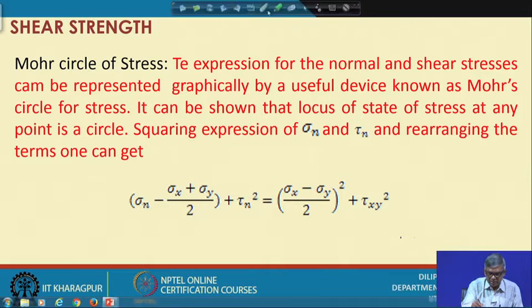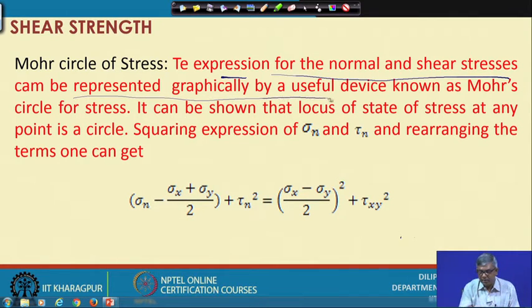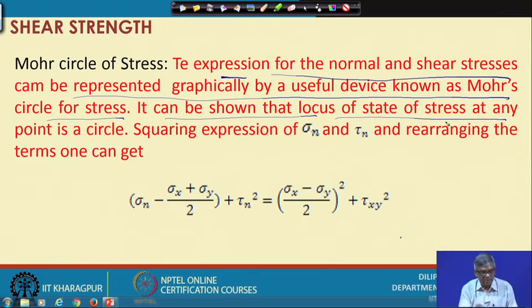Mohr circle of stress. The expression for the normal and shear stress can be represented graphically by a useful device known as the Mohr circle of stress. It can be shown that the locus of the state of stress at any point is a circle. That is what I have shown: I take this direction, now this direction, now this direction, I am orienting the plane in different directions, and then I am finding out the sigma and tau. Then that can be shown.